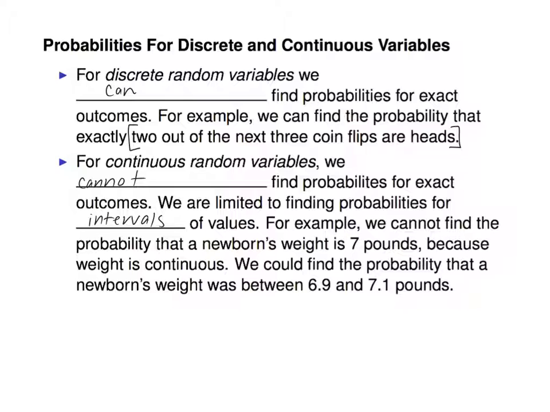An example: we couldn't find the probability that a newborn's weight is exactly 7 pounds because weight is continuous, but we could find the chances that it's between some numbers close to 7, like 6.9 and 7.1. And if you wanted to get even closer to 7, what could you do to this interval? Make it even smaller, right? Make it even narrower. Does that make sense? Like make that into 6.99 and 7.01, for example. That has to do with areas under curves, and we'll talk about that more in sections 8.5 and 8.6. For now, we're going to focus on discrete stuff.